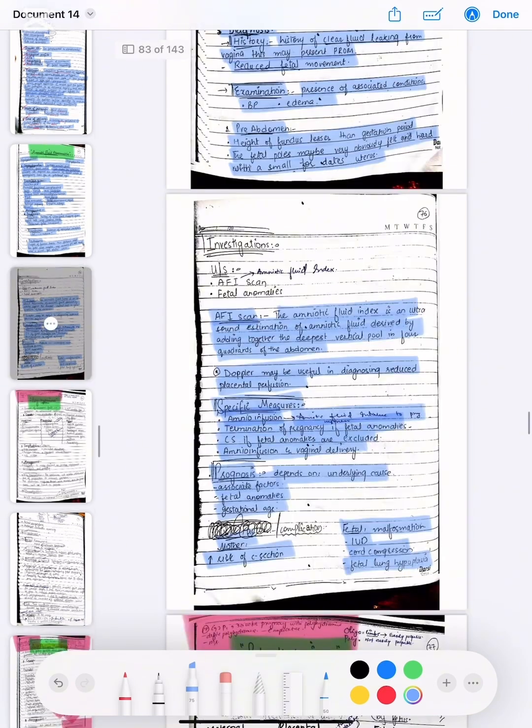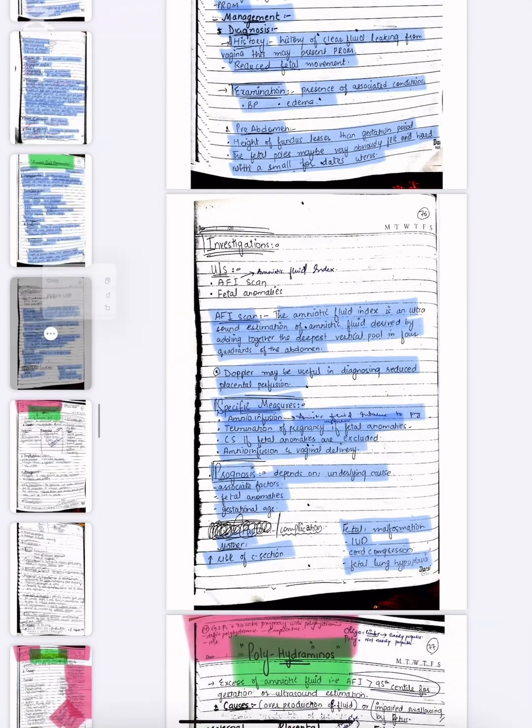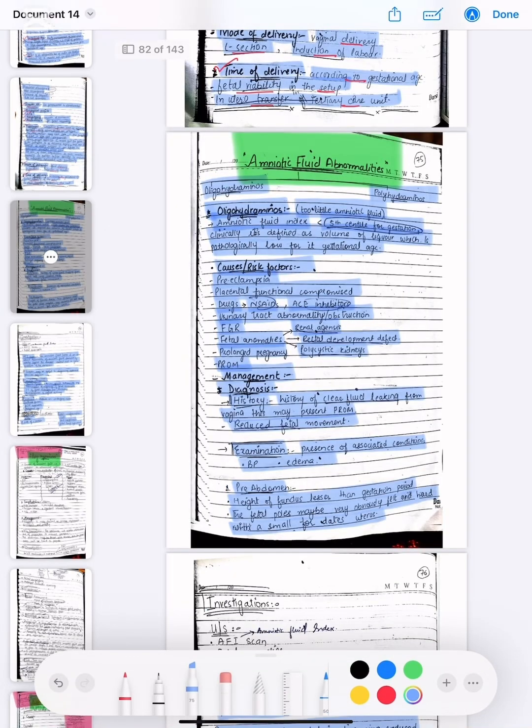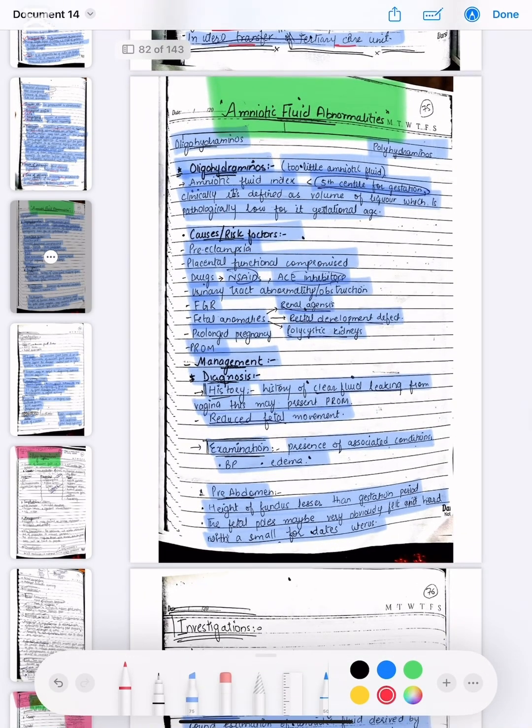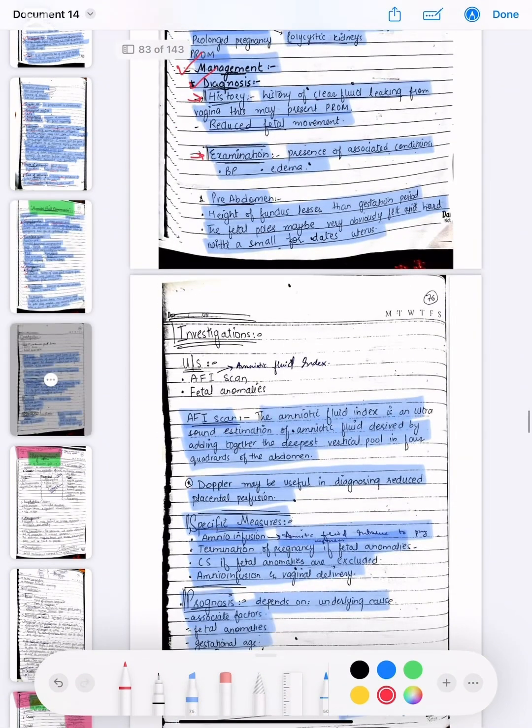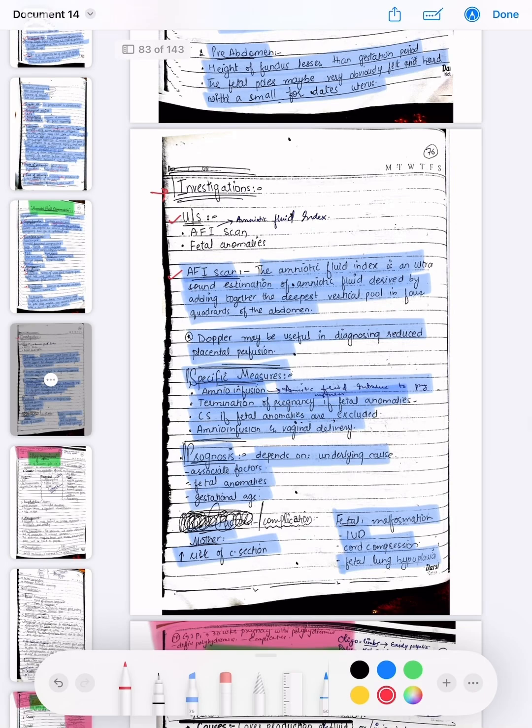So we have discussed the amniotic fluid abnormalities, that is the oligohydramnios. So it is the little amniotic fluid, and what are the causes or risk factors for it, and what is the management and the diagnosis, that is history taking and examination, and then the investigations which are ultrasound and AFI scan, that is amniotic fluid index scan, and then the specific measures, and then the prognosis.